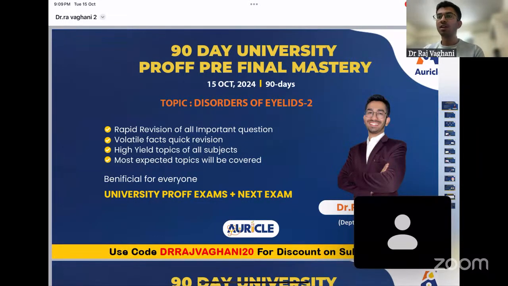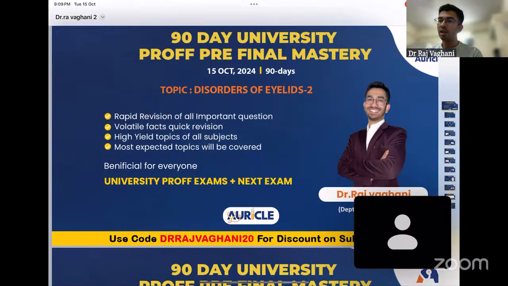Good evening, everyone. So welcome back to another live session of ophthalmology. So this is our 90-day university prof pre-final mastery, and we are doing currently the ophthalmology subject, right? Okay. So today's topic is disorders of eyelids part 2. So we have discussed part 1 in our previous live class, right? So today is our second part of the eyelid disorders.